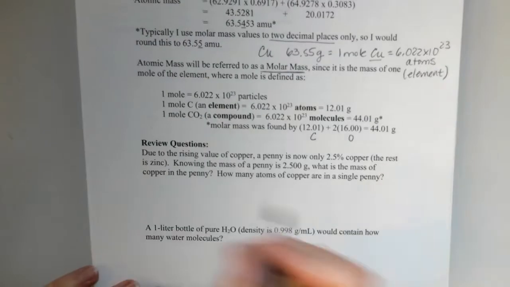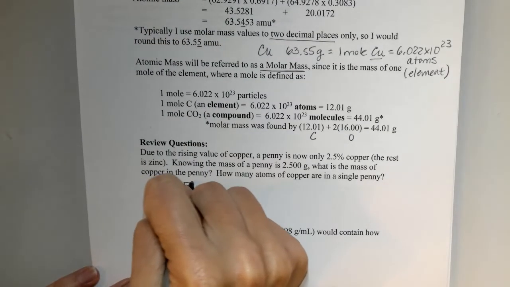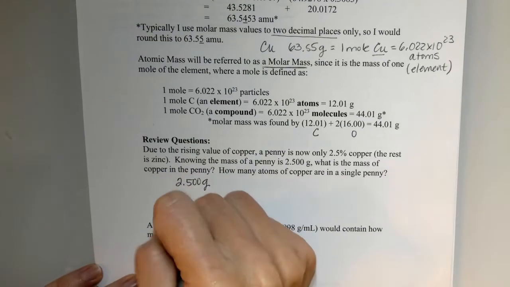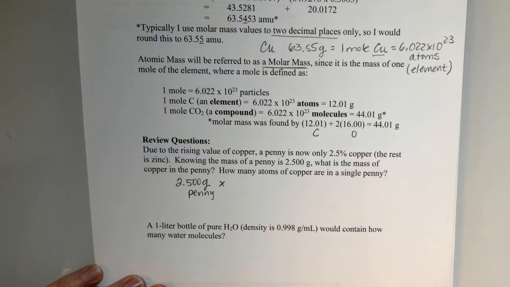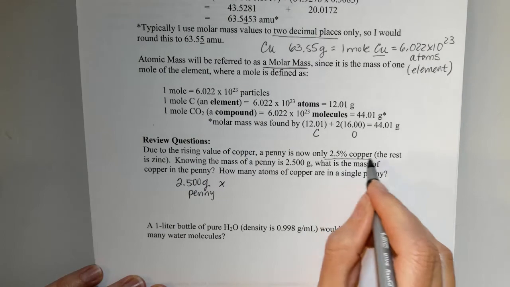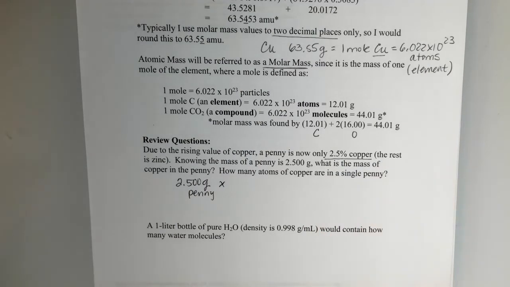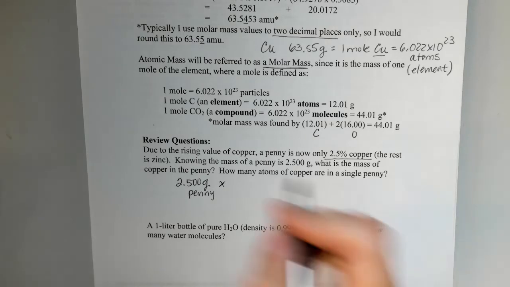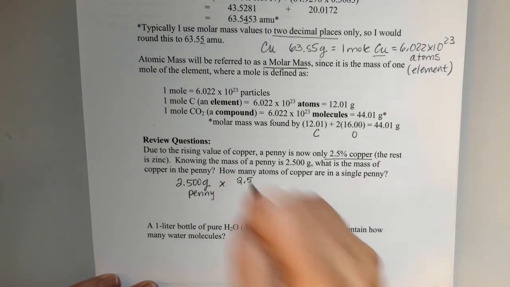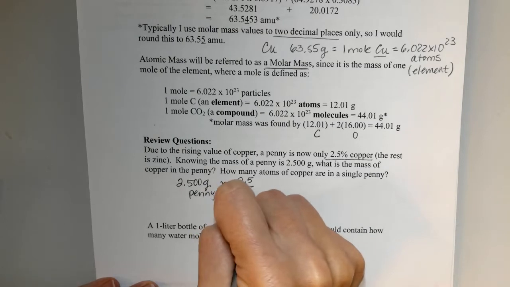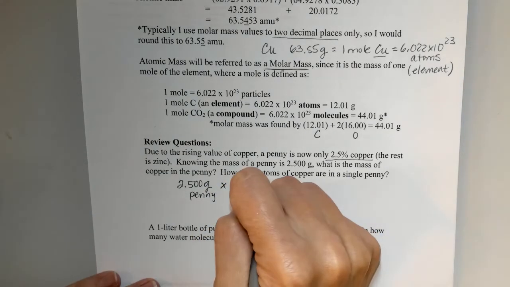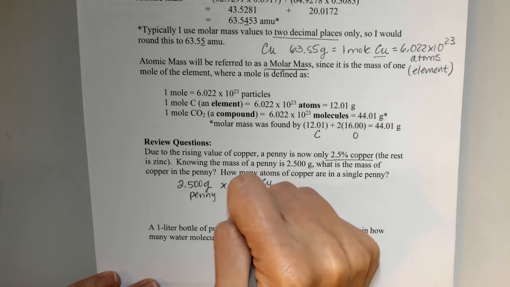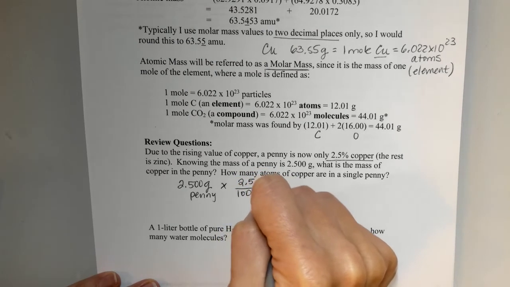So first thing is, we have the mass of the penny, 2.500 grams. And if we know that the amount of copper there is only 2.5%, you have a choice. You can convert that to a decimal form, or you can say it's 2.5 parts per 100. So 2.5 parts out of 100. The 2.5 is the mass of copper versus the 100 grams for the penny.